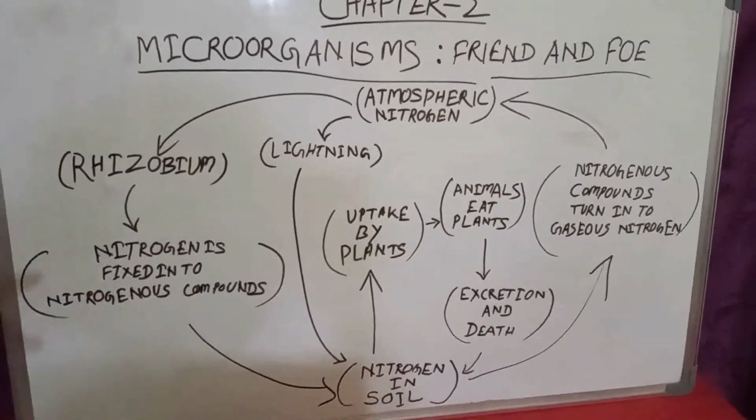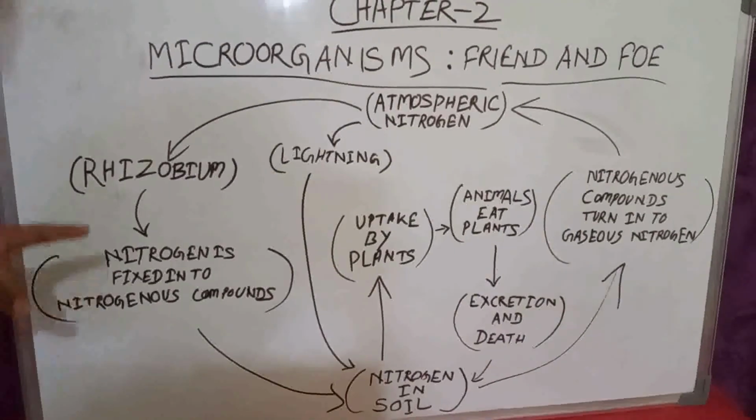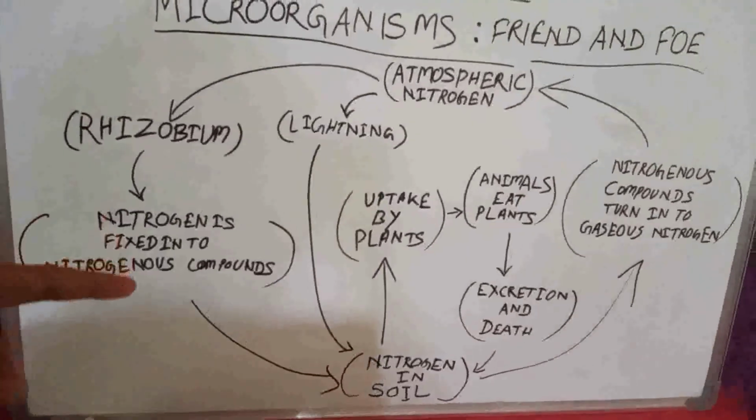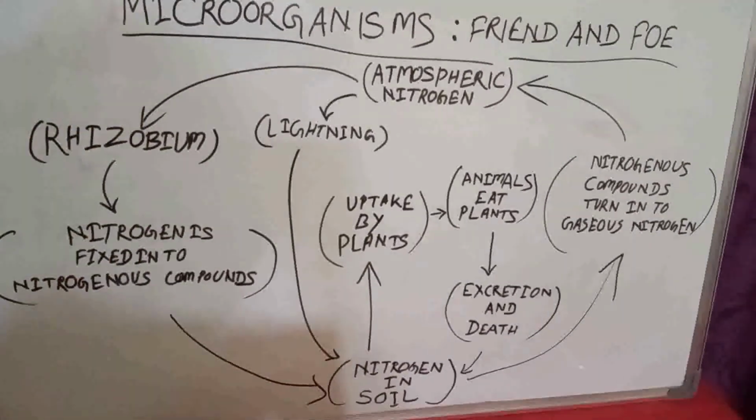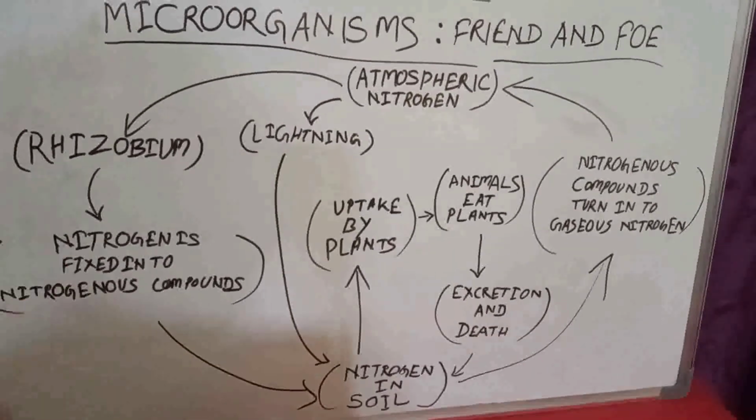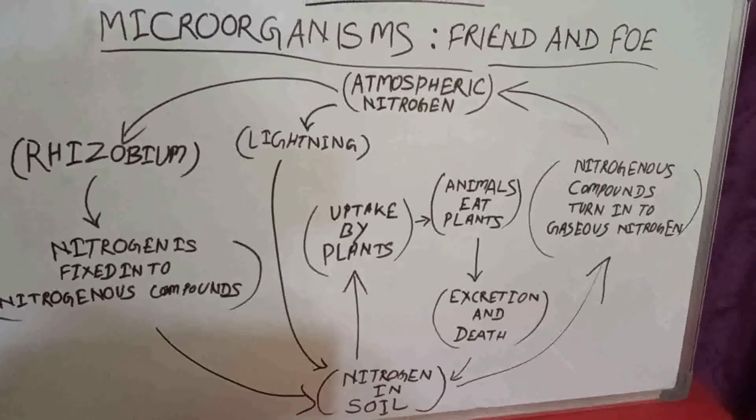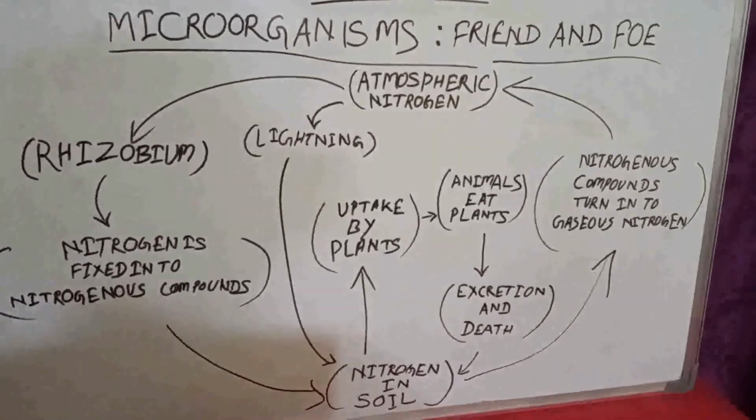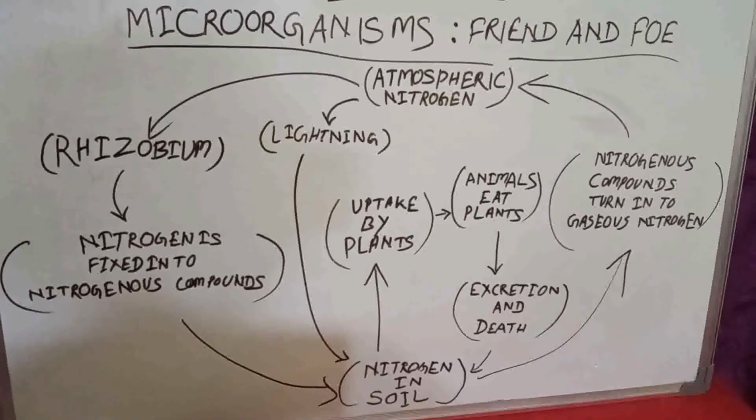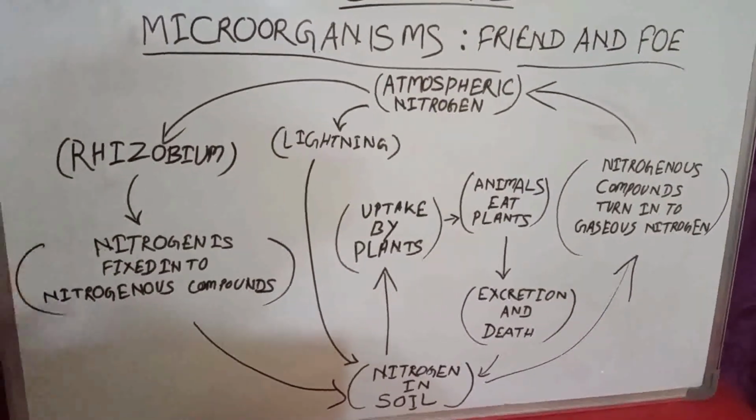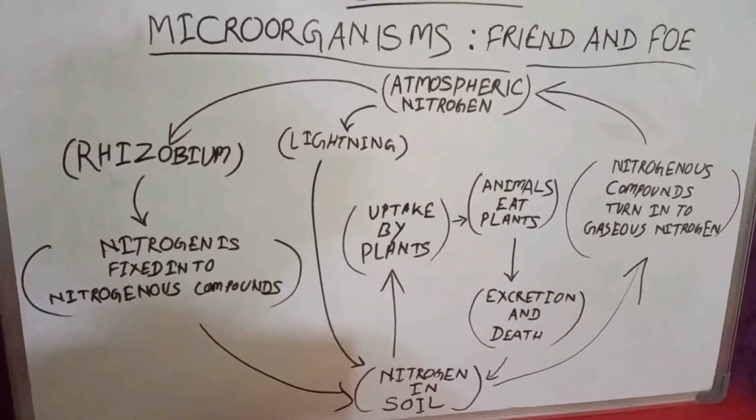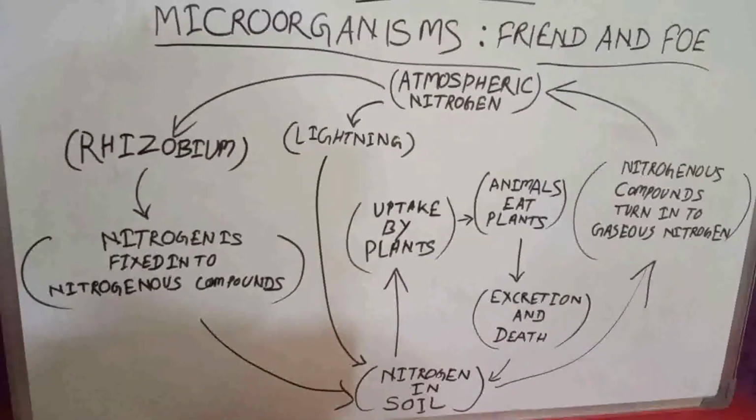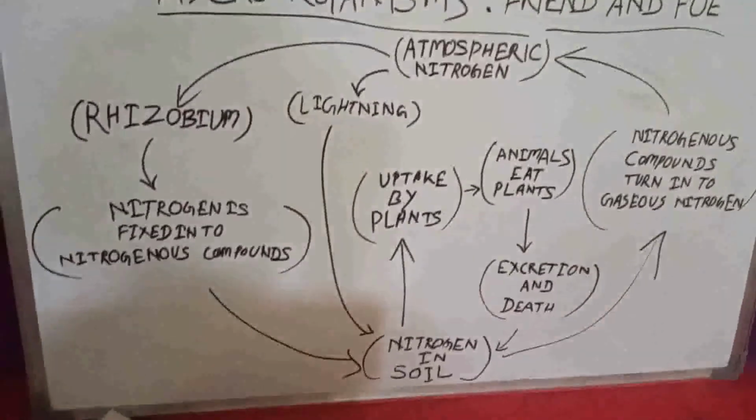So rhizobium, the bacteria, takes the atmospheric nitrogen and fixes it into nitrogenous compounds, which stay in the soil and are taken by plants. The plants are eaten by animals, and when the animals excrete or die, the nitrogen comes back to the soil. Then the nitrogenous compounds are turned into gaseous nitrogen again by another type of bacteria, which is just the opposite of what rhizobium does. So atmospheric nitrogen is formed again, and like this, the 78% of nitrogen is maintained. Sometimes lightning causes some of the nitrogen to get converted into nitrogenous compounds. So this is how the nitrogen cycle happens.